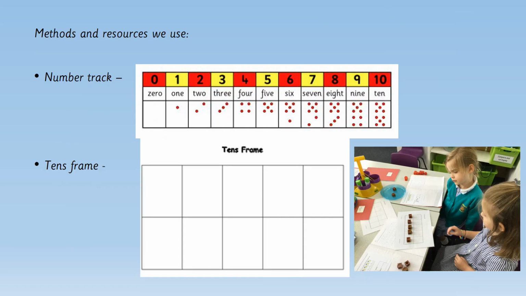Methods and resources that we use. So in Year 1 we use number tracks, we could call them number lines. So we use these to count forwards and backwards. The children will have used these in Reception. Also tens frames that we're using this week. So these are used for counting and help form the basis for understanding of place value in the future. We always tell the children to fill their tens frame the top row first. That's one thing they need to remember.